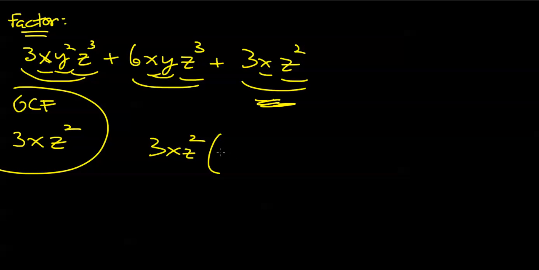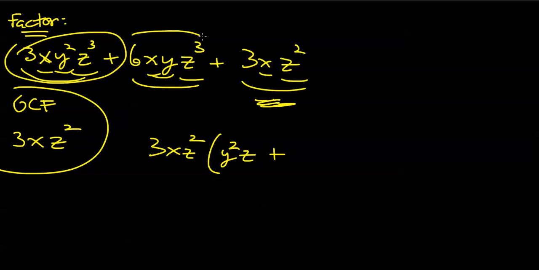to my distributive law, what's going to be left in each of these 3 slots? Well, if from the first term I factor out a 3xz squared, what's left is y squared z, is it not? Plus, if I factor out a 3xz squared from the second term, what's going to be remaining? Well, I'll have a 2 and a y and one factor of z.